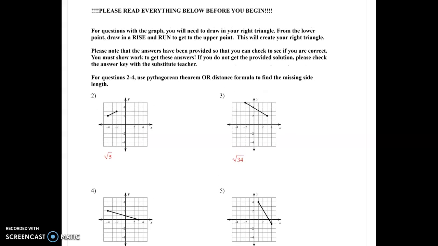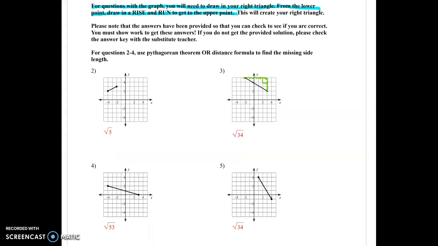The first thing it says is please read everything before you begin. And when we do work with the graph, you're going to need to draw on your right triangle. So from the lower point, draw in a rise and run to get to the upper point. What that means is if I look at number 3, I'm going to rise, and then I'm going to run this way. And then if I want, I can put in my box, and I have made that right triangle. The answers have been provided for you again, just so you can see how you're doing. And if you don't get those answers, please check with the sub to see where your work went wrong, because the substitute will have a worked out answer key for you as well. All right, let's go ahead and get started.